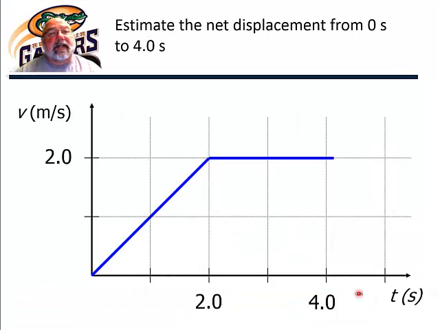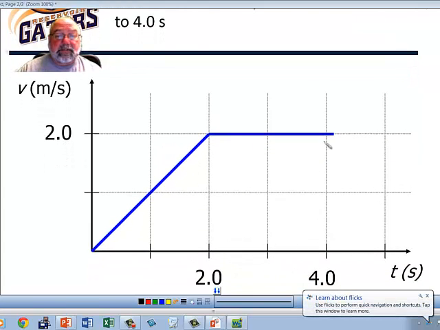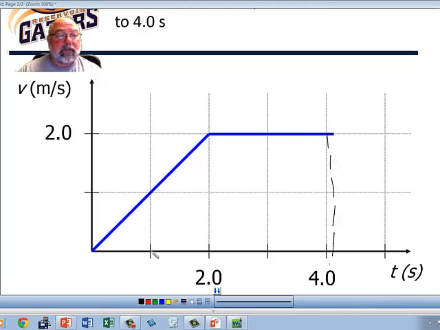Okay, for this one, we're going to estimate the net displacement from 0 seconds to 4 seconds, or the change in position. So to go from velocity to position, we need to calculate the area under the curve. And we're going to use the area from 0 seconds to 4 seconds. Okay, so we have a triangle and we have a rectangle, so we need to find the areas of each of those pieces and add it together.